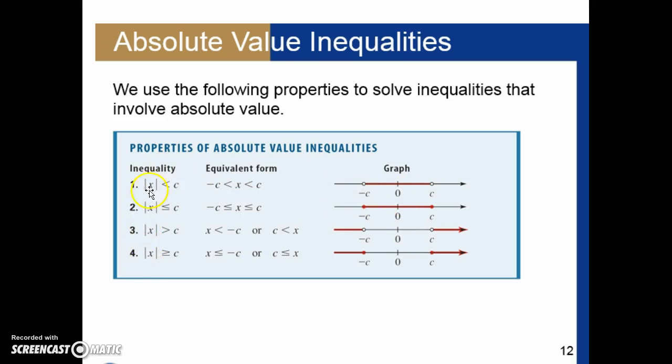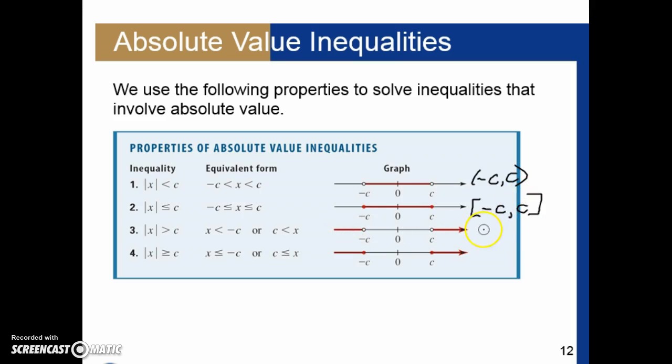So there should be 2 solutions to these inequalities that involve absolute value. Again, there's no equal sign here, so negative c and c are not included, but we go infinitely close to them on the real number line. Here, the equal sign is included, so negative c and c are included. Let's just take a second to write these in interval notation. So this would be from negative c up to c using parentheses. This would be from negative c up to c using brackets.